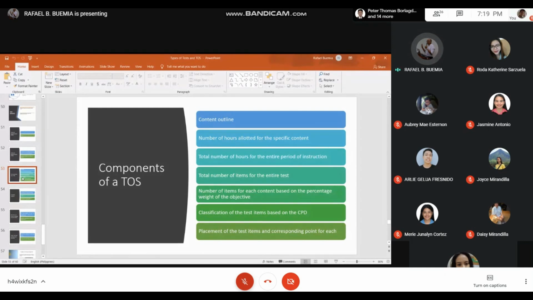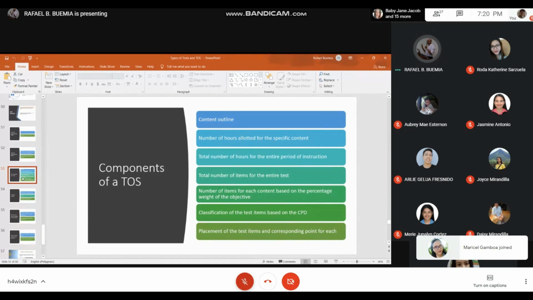When I say content outline, nandiyan po yung kasama diyan yung objectives, okay? Kasi pasunod-sunod siya. Under the heading content outline, nandun yung mga topics, tapos yung mga objectives or learning outcomes. Okay? Then for each of the objective, dapat sasabihin mo yung number of hours or minutes as the case may be na ginugol mo sa lesson mo for that particular objective.